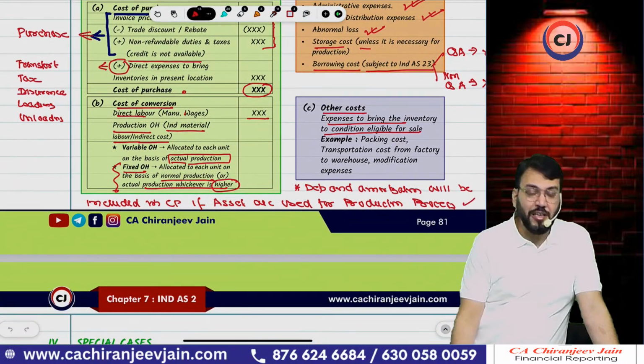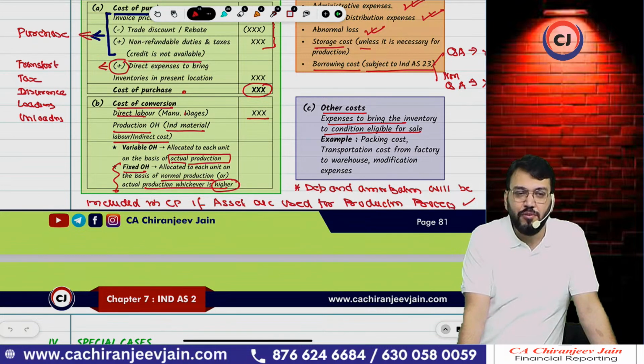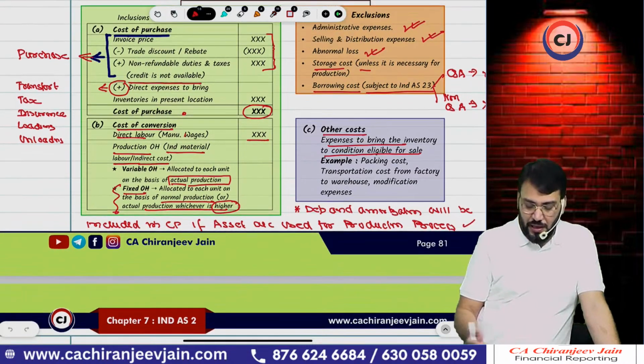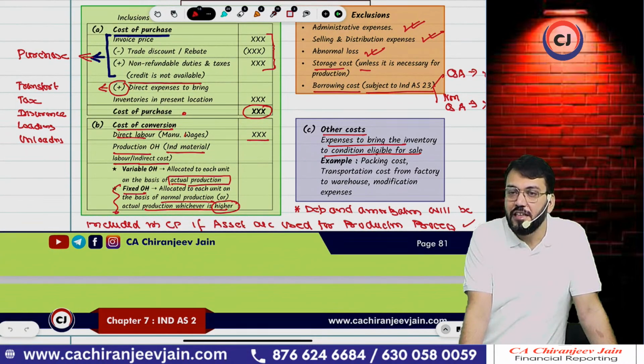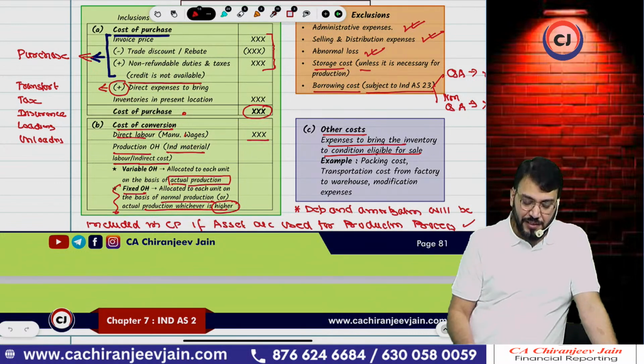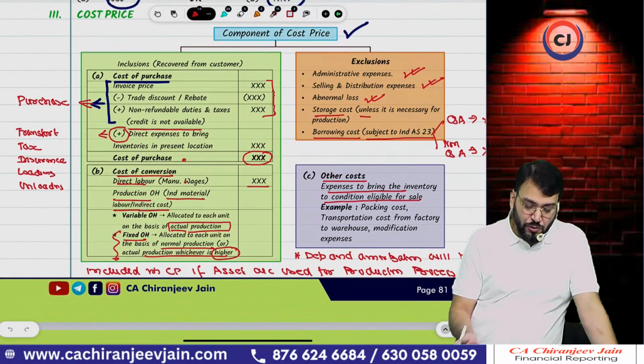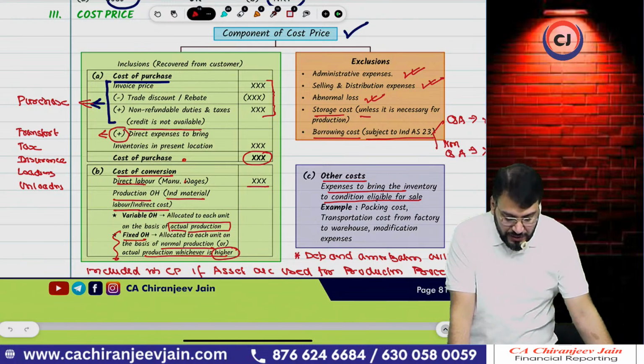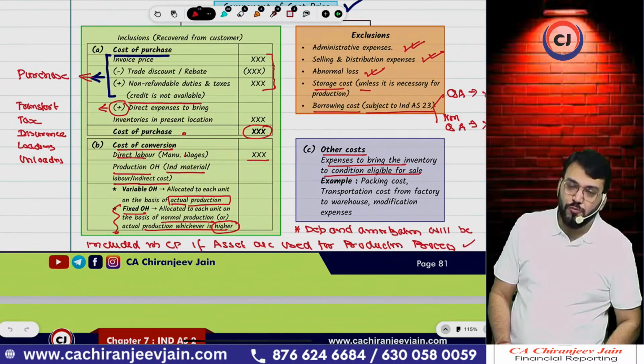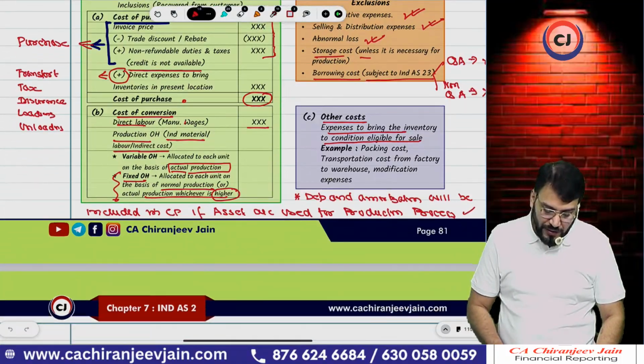Then we add cost of conversion for a manufacturing organization. It will include direct labor and production overhead. Production overhead is variable overhead and fixed overhead. Variable overhead will be allocated to each unit on the basis of actual production. Fixed overhead on the basis of normal production or actual production, whichever is higher. Other cost: any expenses to bring the inventory to the condition of sale will also be added. What needs to be excluded? Admin expense, selling and distribution expense, abnormal loss, storage cost, borrowing cost, subject to Ind AS 23.